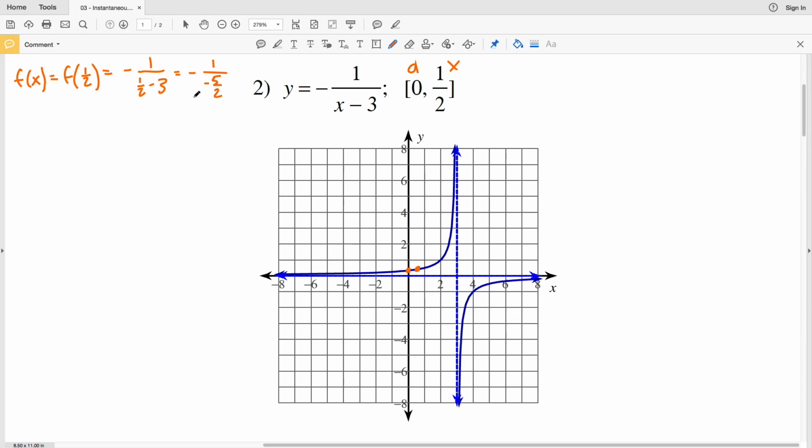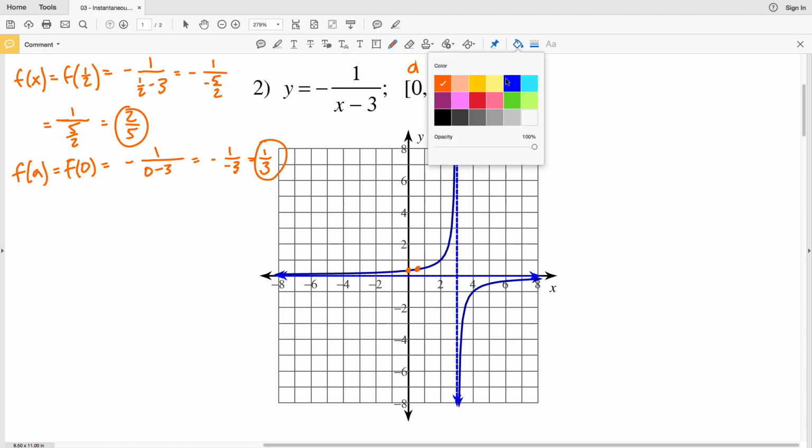So if we have a negative over a negative, that's going to be a positive. So we'll have 1 over 5/2, which dividing by a fraction is the same as multiplying by the reciprocal, and 1 will get multiplied to 2/5 to give us that f of x is 2/5. Now let's calculate f of a. F of a is the function evaluated at 0, so that's going to be negative 1 over 0 minus 3, which is negative 1 over negative 3, which is a positive 1/3.